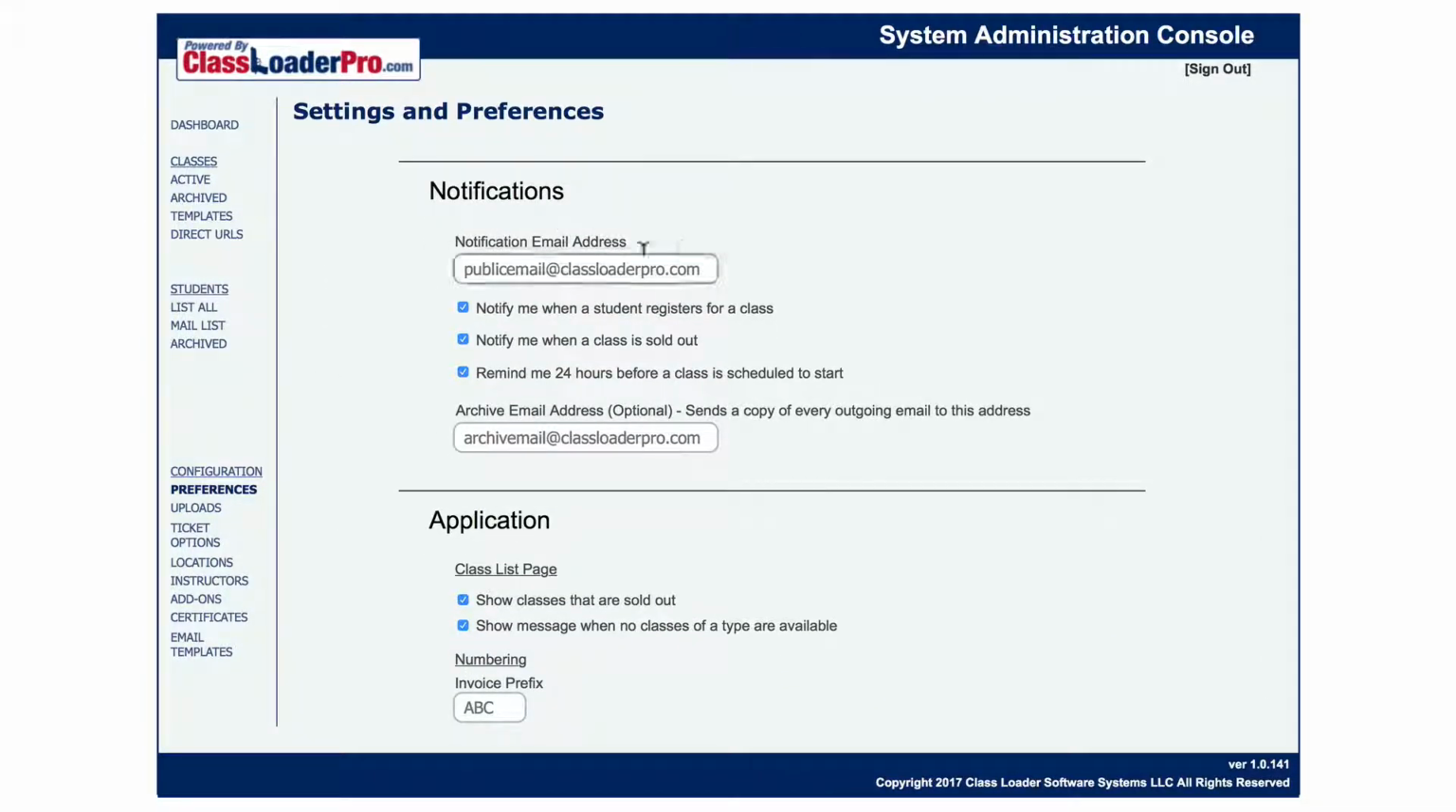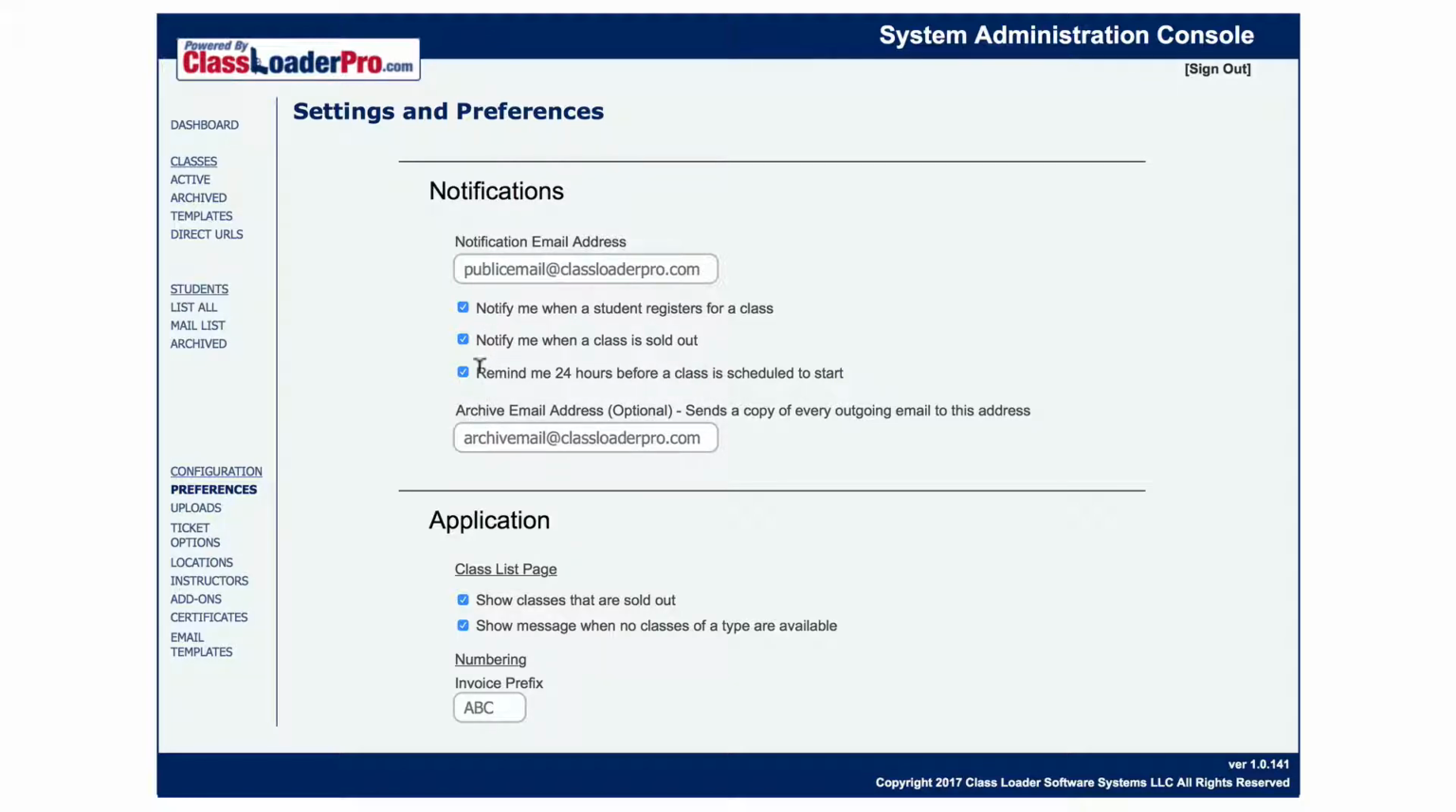Notifications. This is the email address you want notifications sent to for you. And here are the notifications that you would like. You can be notified when a student registers for a class. I don't know, maybe you're getting 1,000 registrations a day and you don't want to see all those, so you turn it off maybe. But you have that option here. You want to be notified when a class is sold out.